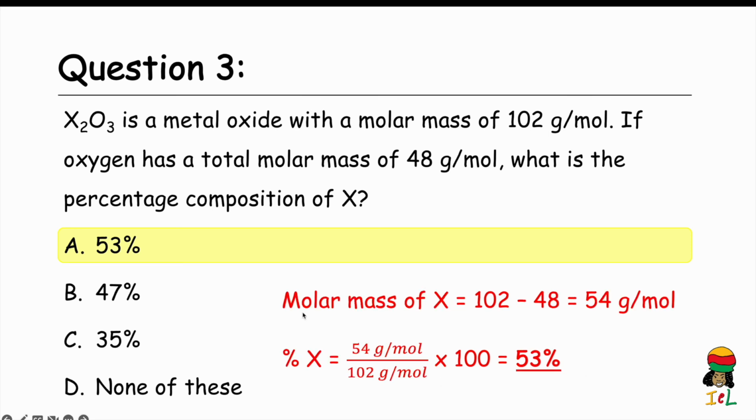A second method is to first find the molar mass of X by subtracting the total molar mass of oxygen, which is 48, from that of the compound, which is 102, and that gives a molar mass of 54 grams per mole. We then find the percentage composition of X by dividing the molar mass of X by the total molar mass of the metal oxide, multiplying by 100, and that gives us 53%.